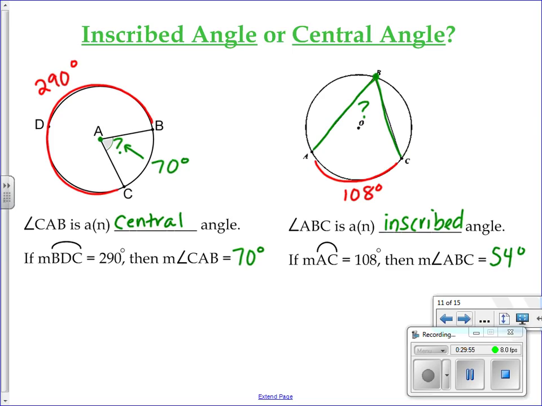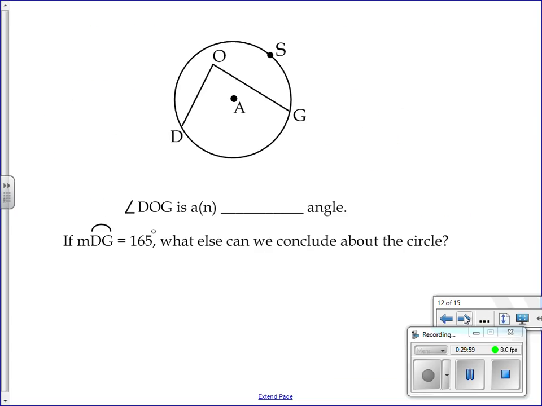Let's take a look at this last one. What the heck is going on here with angle DOG? So if I look at the vertex, which is O, it's not on the center, because that would be A. It's not on the actual circle, because it would be over here somewhere. So this is actually neither a central or inscribed angle.